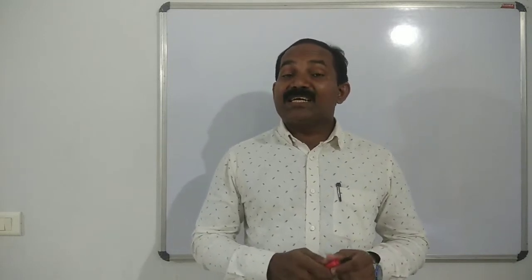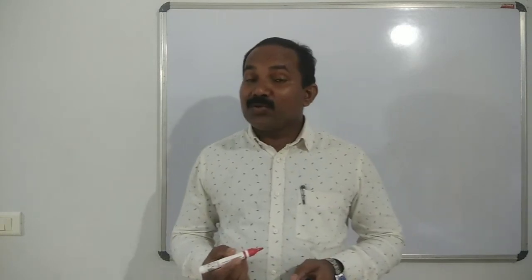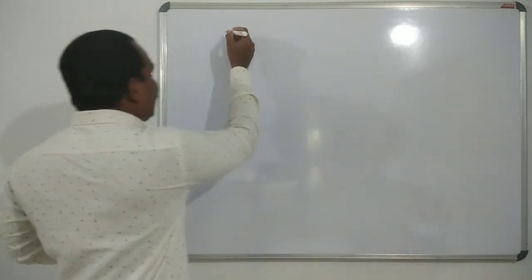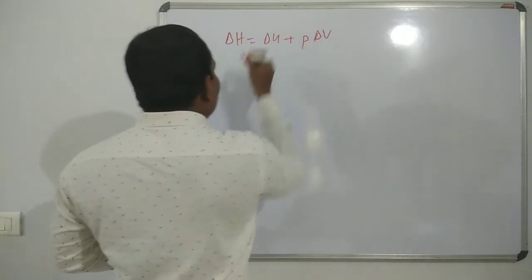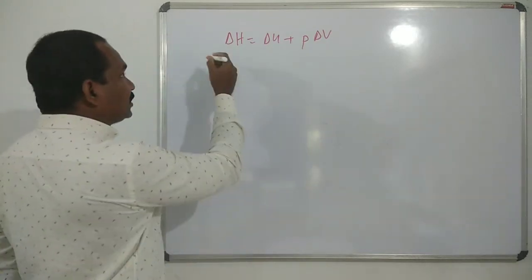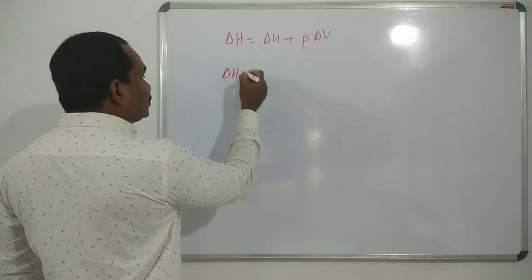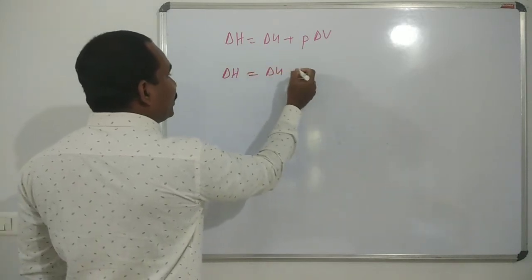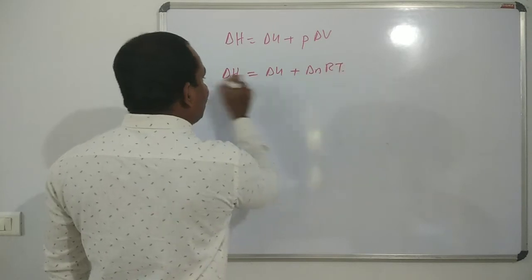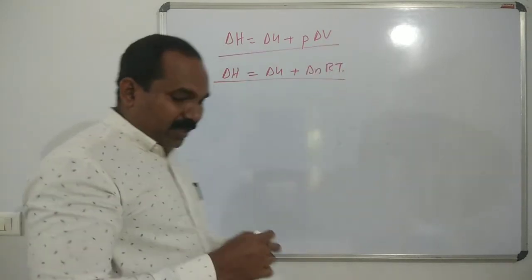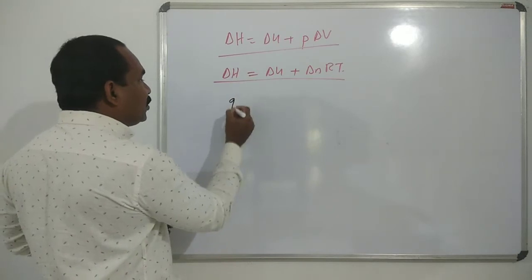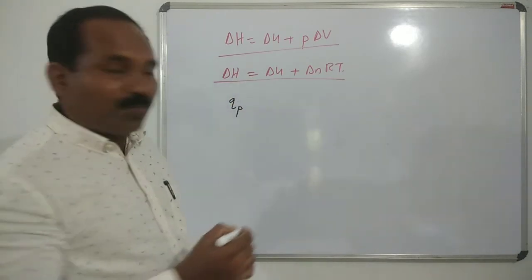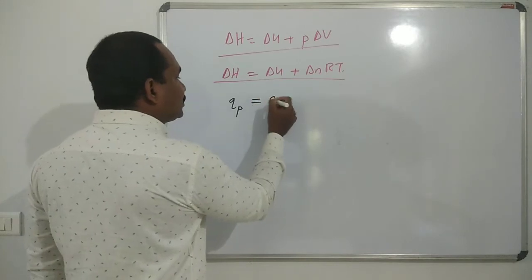Already we know that delta H is equal to delta U plus P delta V. From that we derived a relationship between delta H and delta U: delta H is equal to delta U plus delta nRT. Up to this we derived. Then we discuss another relationship. Remember that delta H is Q_P and delta U is Q_V.